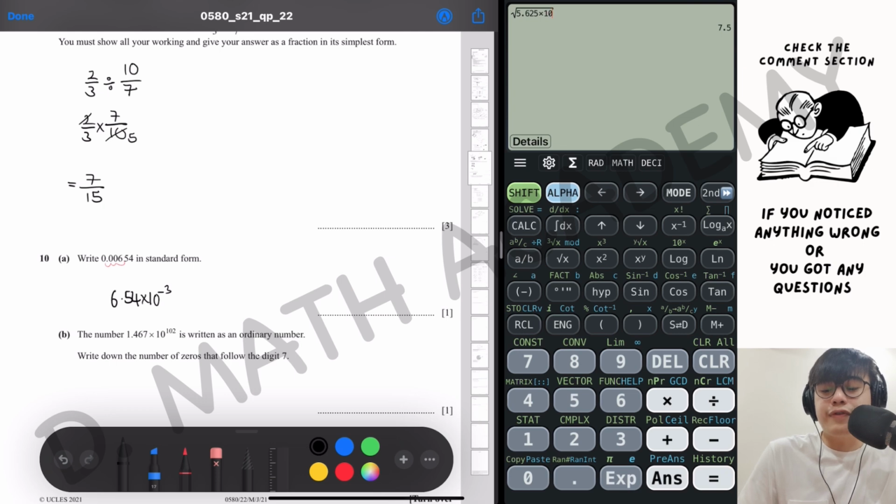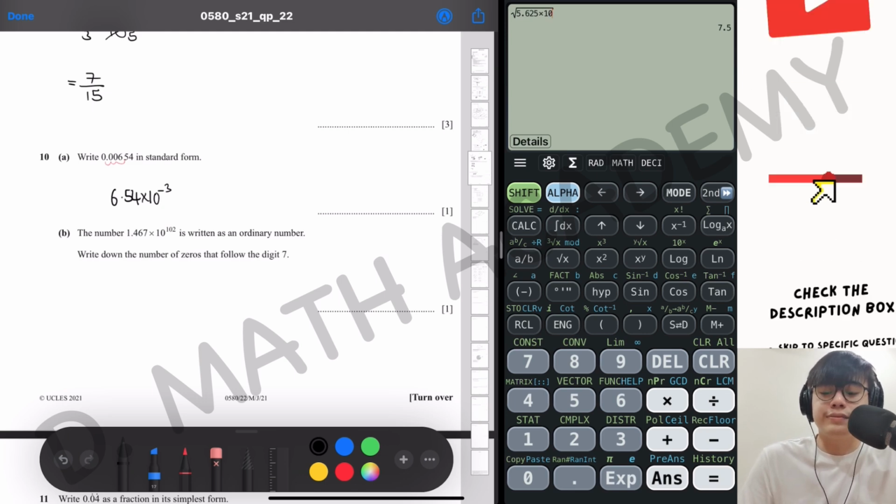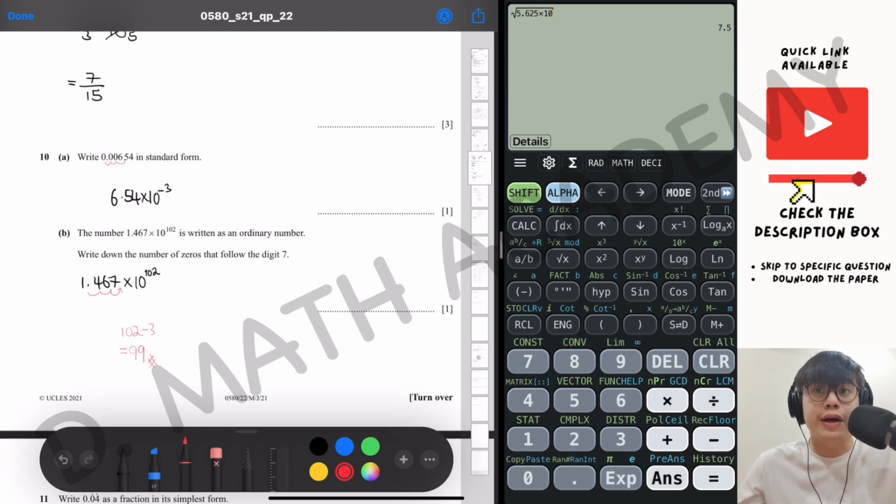The number 1.467 times 10 to the power of 102 is written as an ordinary number. Write down the number of zeros that follows the digit 7. So how do you trace it? It's actually by imagining this 467 times 10 to the power of 102. So the amount of zeros that we can shift until 7 is 3. Hence, from the results here, 102 minus 3, you will get 99 as the final answer, or the amount of zeros at the back.